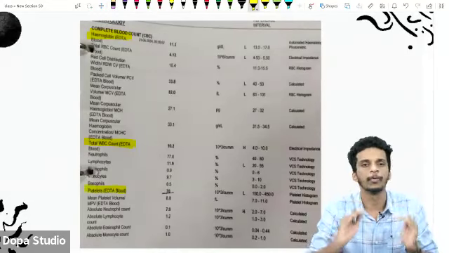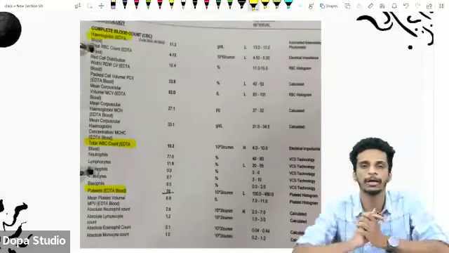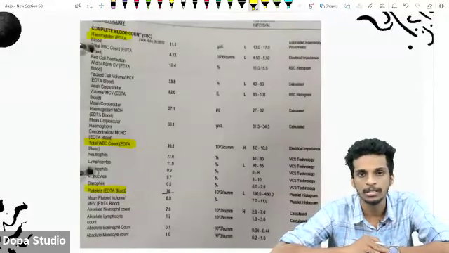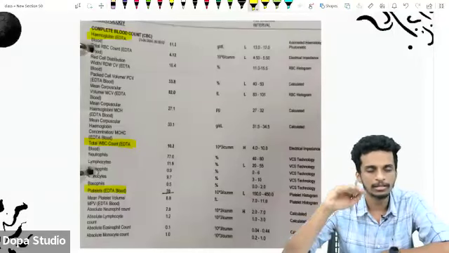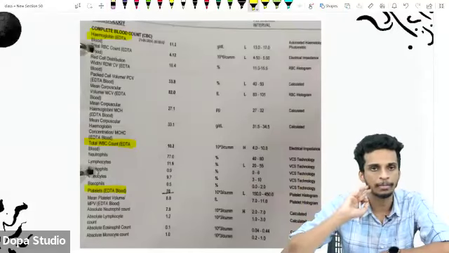The rest are also important, but if somebody asks me which are the three most important parameters in CBC, I would say one is hemoglobin, one is total WBC count, and the third one is platelet count. So let's leave the other parameters there itself. First, let's focus on these three parameters.